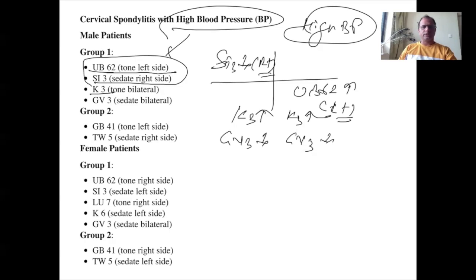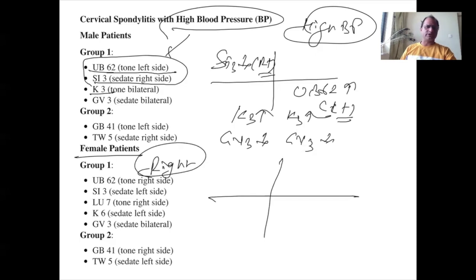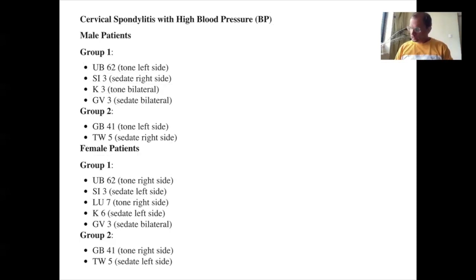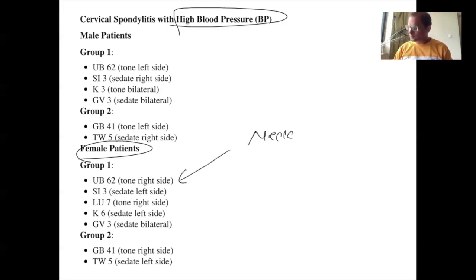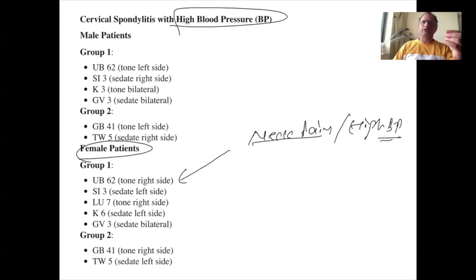But in the female, we are applying the same thing here. Now you can see here for the female, the right side is the dominant side for female. For the female patient suffering with high blood pressure, we will apply this formula. We will treat the neck pain as well as fix the high BP quickly. Within 10 minutes, you can see BP is normal.